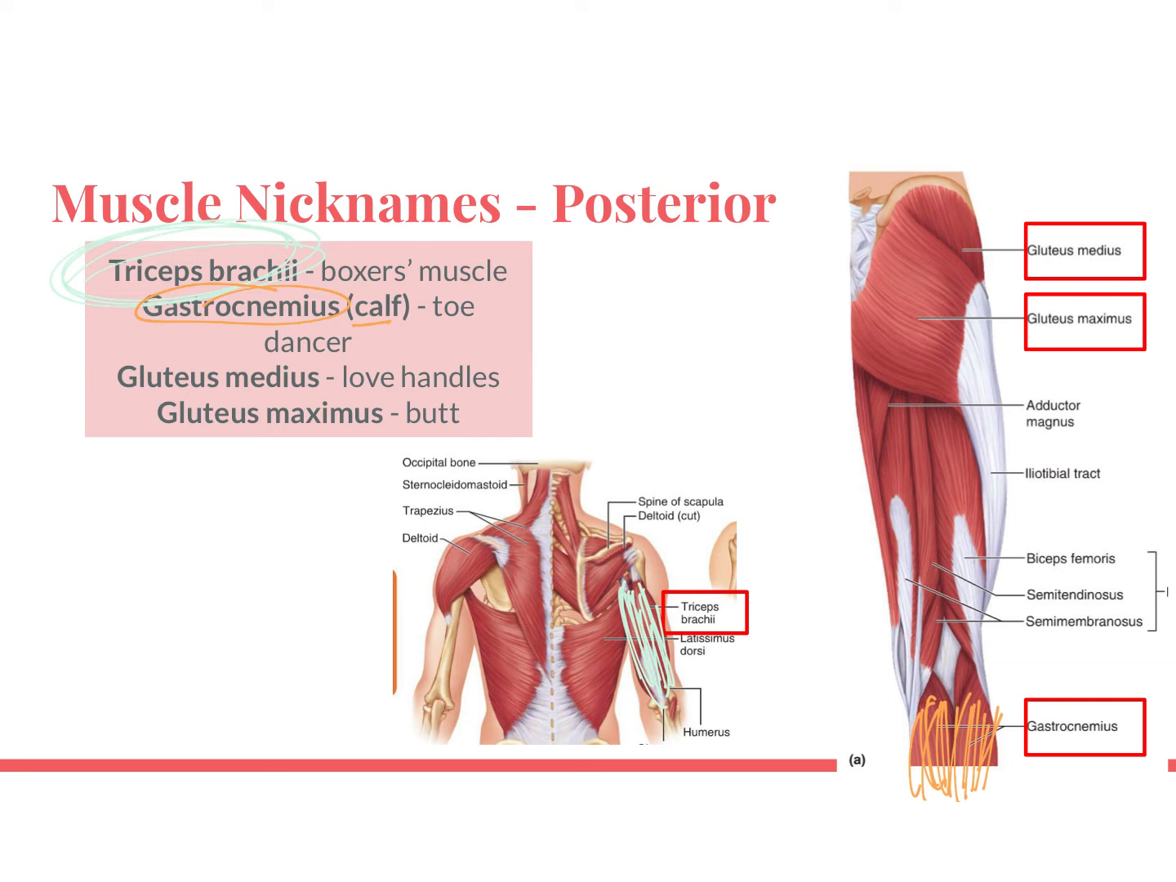And it's nicknamed the toe dancer muscle because it's what allows you to do plantar flexion or point your toes like a ballet dancer. Okay, next we have the gluteus medius. That's nicknamed the love handles. It's located right over here on the posterior side of the body, lateral edge of the body. It's nicknamed love handles because that's typically where you would find, I'm using air quotes, but you can't see them, love handles. And then finally, I know you've heard this nickname before, the gluteus maximus is nicknamed the butt.